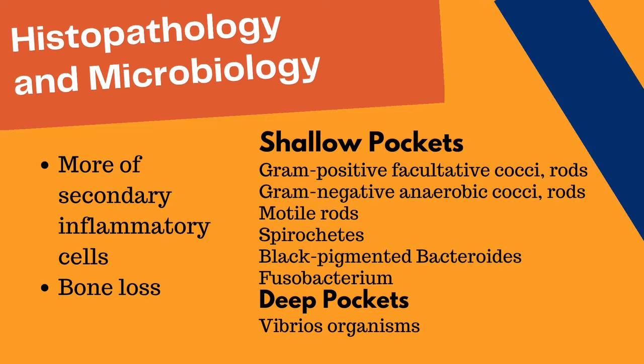If we have to talk about microbiology, in shallow pockets there will be almost all the microorganisms, but mainly it would be gram-positive facultative cocci and gram-negative anaerobic cocci and rods, which would be lesser in number in shallow pockets, which would gradually increase as the disease progresses. And in deeper pockets, we would see vibrio organisms as well.